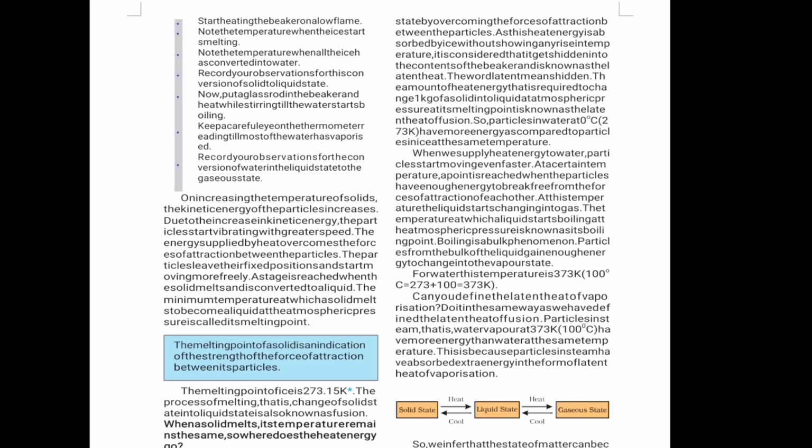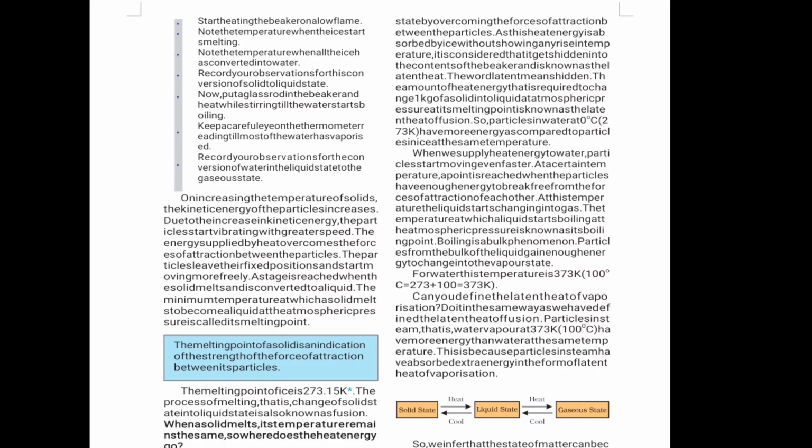As this heat energy is absorbed by ice without showing any rise in temperature, it is considered that it gets hidden into the contents of the beaker and is known as the latent heat. The word latent means hidden. The amount of heat energy that is required to change 1 kilogram of a solid into liquid at atmospheric pressure at its melting point is known as the latent heat of fusion.